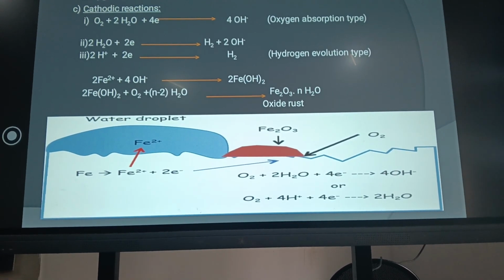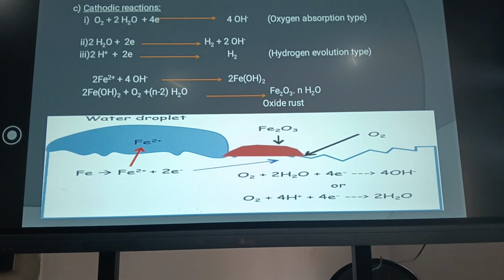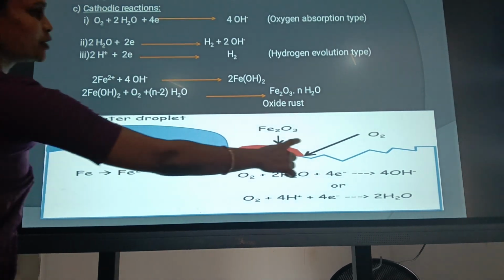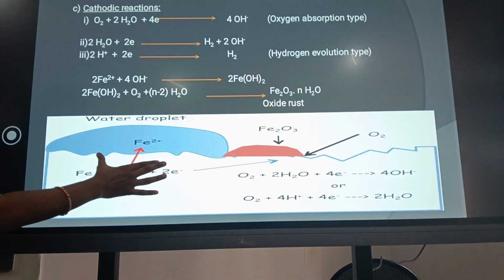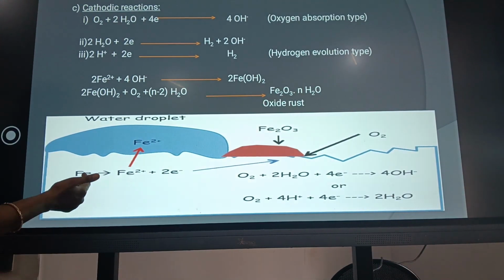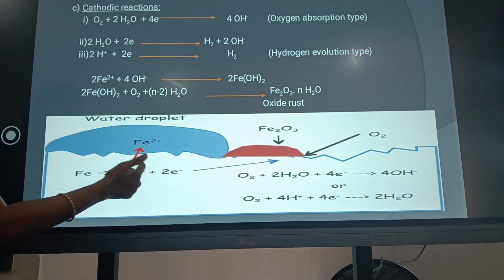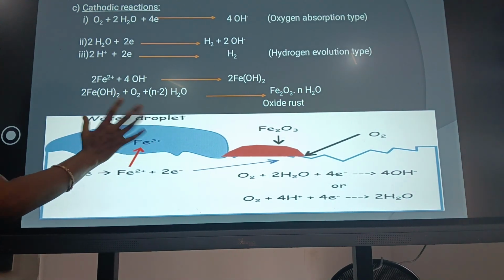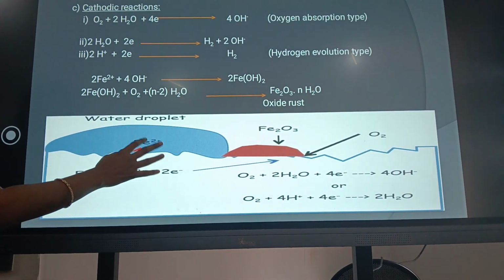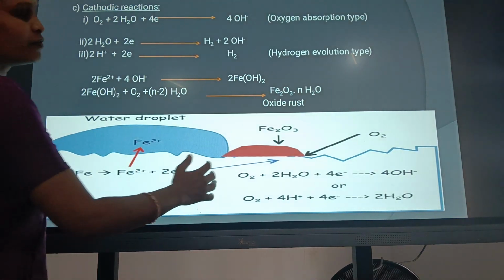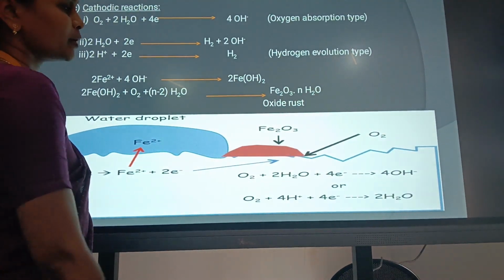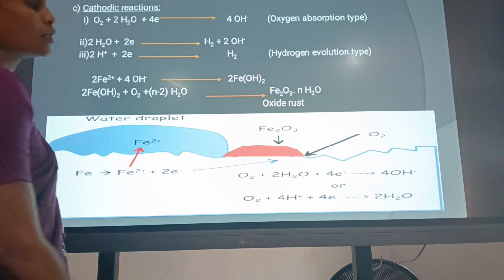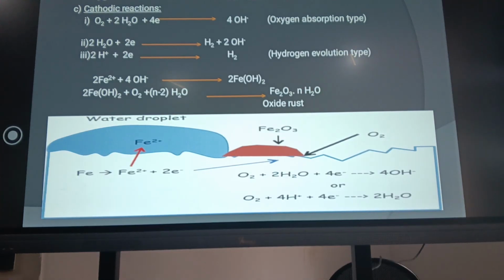Now you can see in this picture, this is the entire surface of the metal. The part of the metal which undergoes corrosion, iron into iron 2 plus with electrons. This blue color represents the water droplet, due to which the reaction happens. Then afterwards the cathodic reactions take place and finally rust deposition is observed on the surface of the metal. This is the pictorial representation of the electrochemical theory of corrosion.